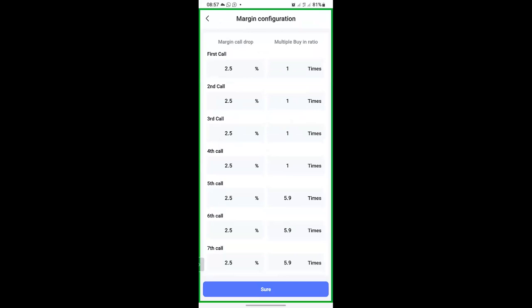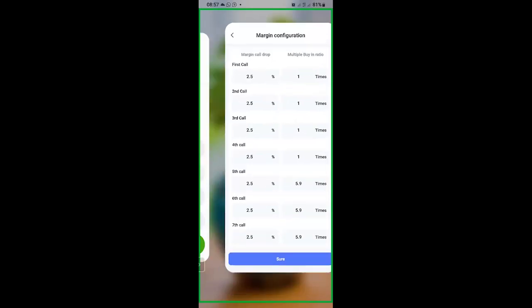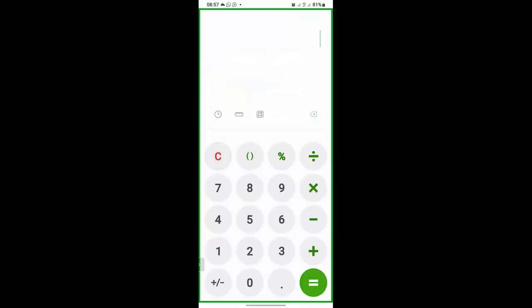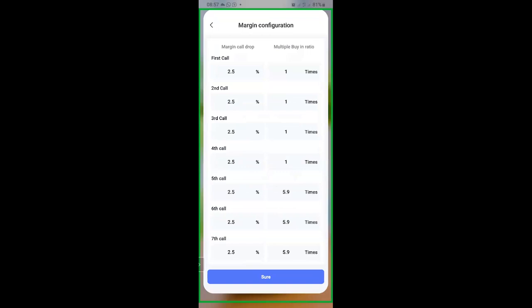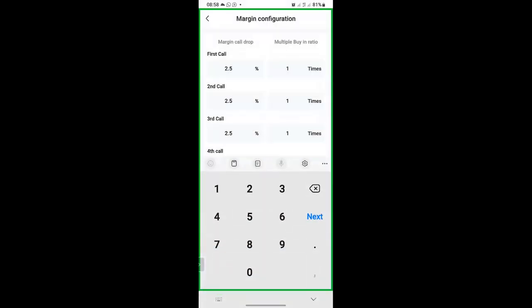So how do you divide your 30? We've got 20 margin calls. You get your calculator. You get your margin call drop that we've got from our TradingView according to our analysis. Then we divide it by the number of margin calls we've set, 20 margin calls, to come up with 1.5. This means you can make this uniform and put 1.5.